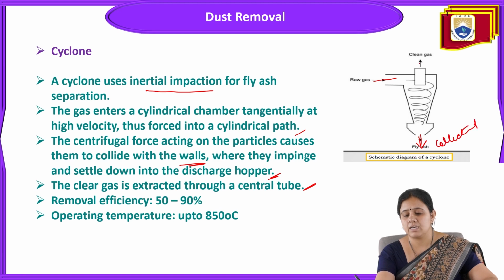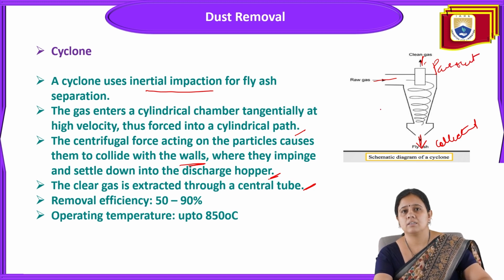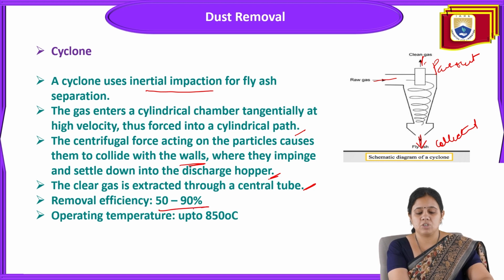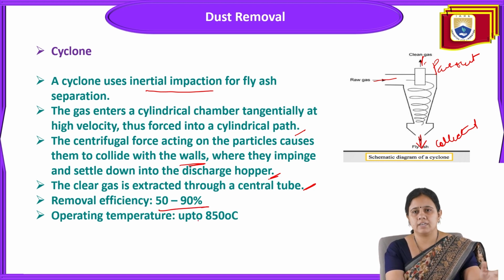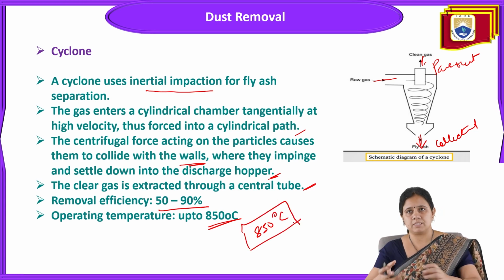Collected here, and the clean gas will be passed out from this opening. Its removal efficiency is 50 to 90%, and it can operate at temperatures of 850 degrees Celsius. So this is the basic description of this cyclone precipitator.